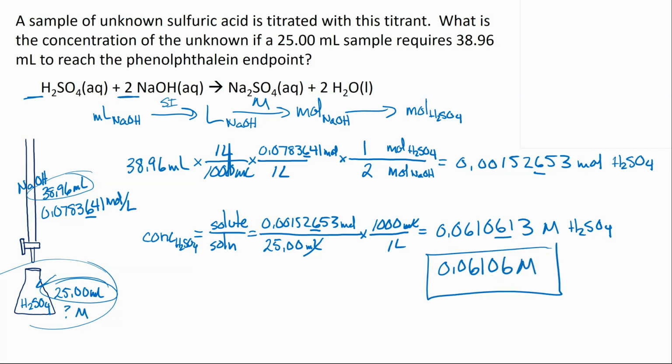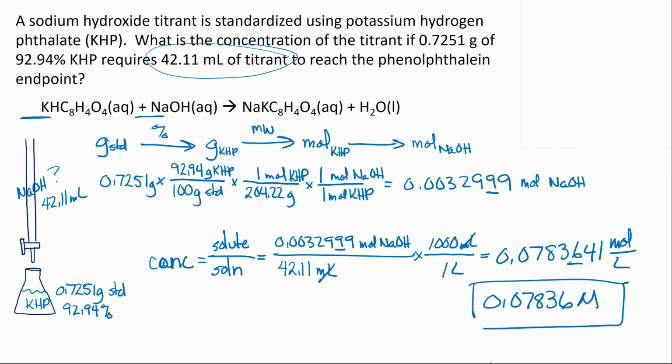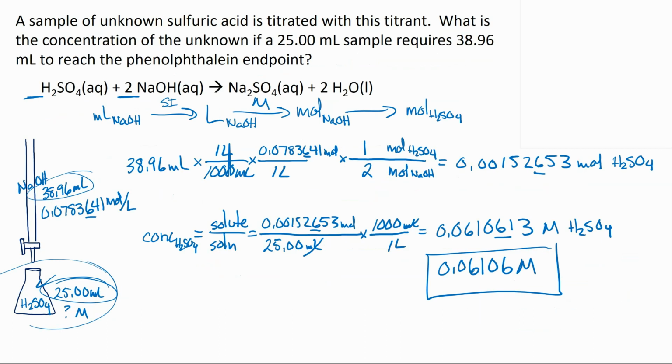Okay, so in this case I had a volume going to a concentration. In the previous case I had a mass going to a concentration. You can do it either way. And that's a basic setup of a standardization and an unknown titration.